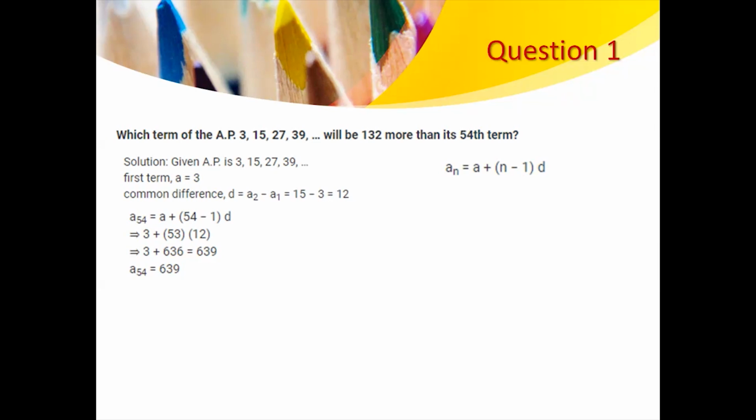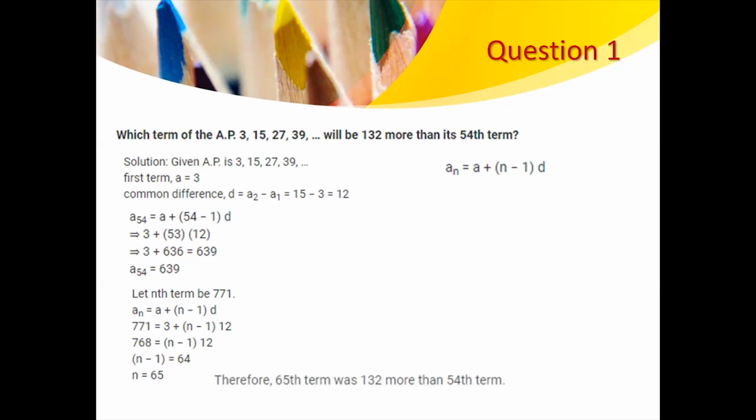Now what I will do, I will add 132 to 639 and check which term will be 771. So let nth term be 771. How did I get 771? 639 plus 132. So an is equal to A plus n minus 1 into D. Put the value. An is 771 equal to 3 plus n minus 1 into 12. Simplify that. N minus 1 comes out to be equal to 64. So n is 65. So what I get is my 65th term will be 132 more than its 54th term. It's always better to write the answer in words.